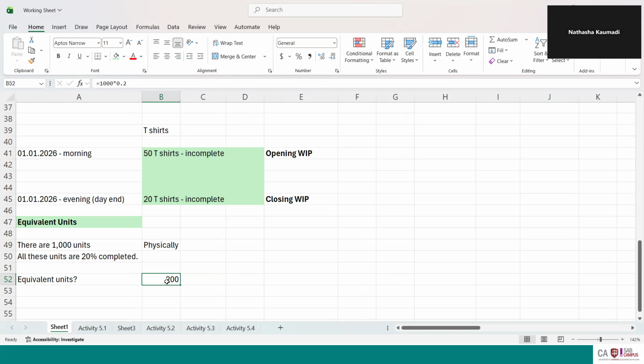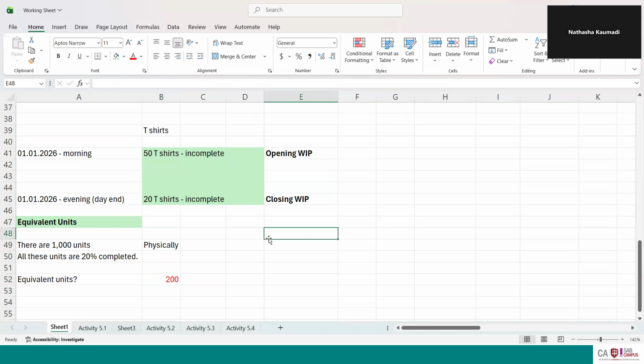You could have completed 200 units by using the resources you have used to manufacture 20% of 1,000 units. So that is the meaning of equivalent units. So that is how you easily calculate 1,000 multiplied by 20%. So how many equivalent units are there? No need to think much. 200. So what is the value you take for process costing questions? 1,000 or 200? 200. Always you rely on 200.